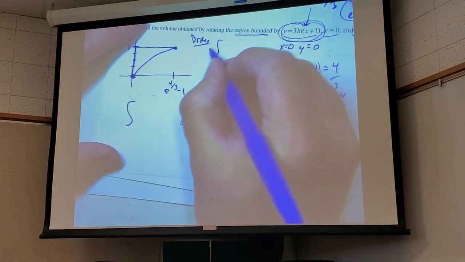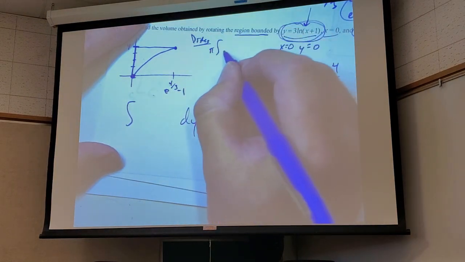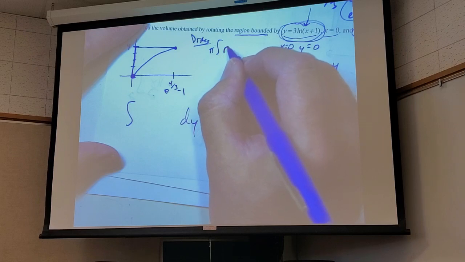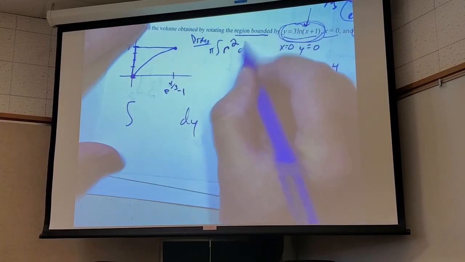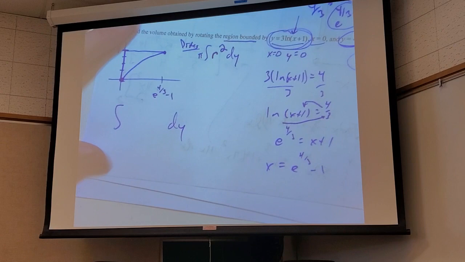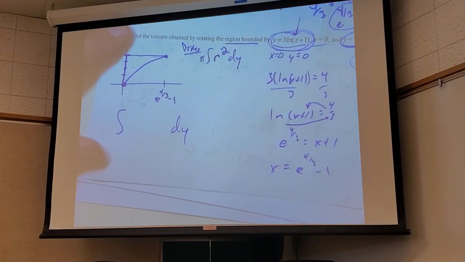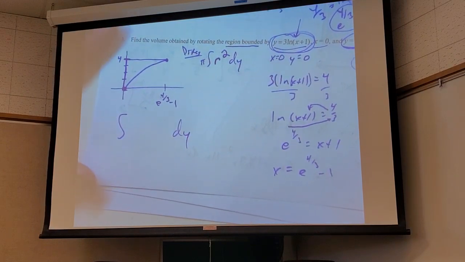I need integral, I need pi, I need what inside? That's right, r squared. Thank you. I know nobody said that. Right, that's what discs are. There's pi r squared.